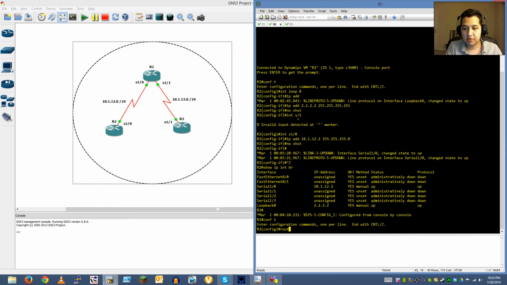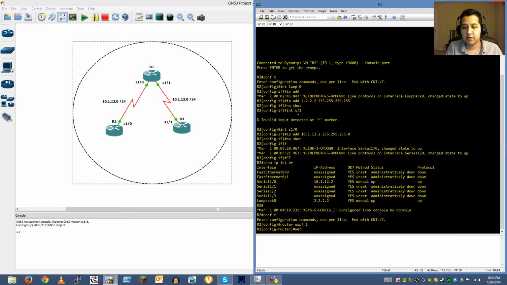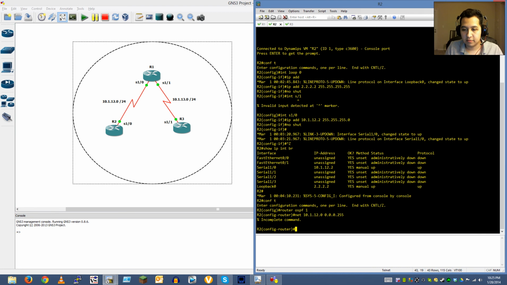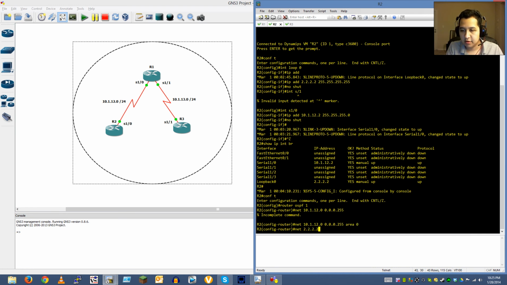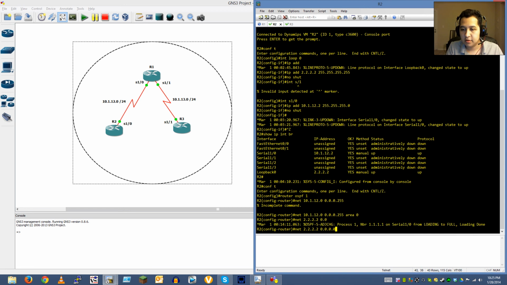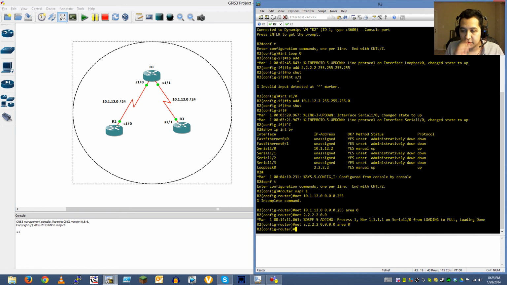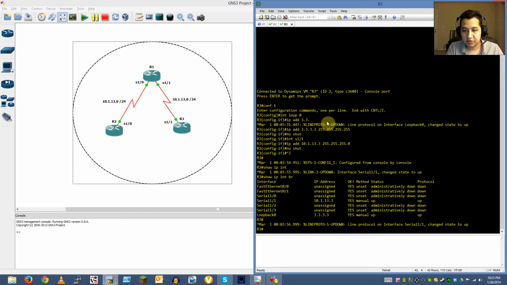Let's go ahead and go to this router, and router OSPF 1. Let's do network 10.1.12.0. We should see, what did I miss here? Area 0 and network. And we saw that. You see that OSPF adjacency there. That means that the adjacency between router 1 and router 2 is now up. And I advertised the loopback on router 2 into OSPF as well.